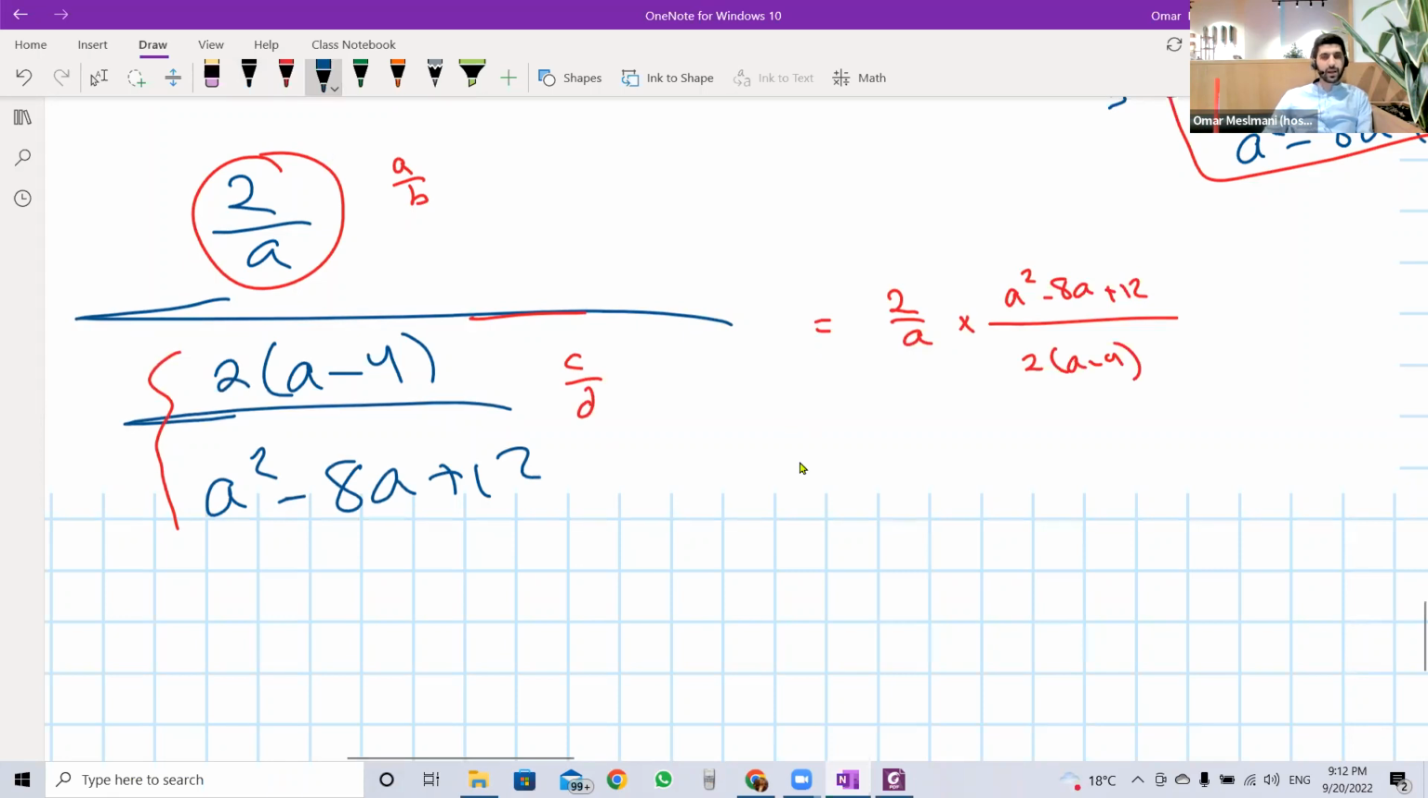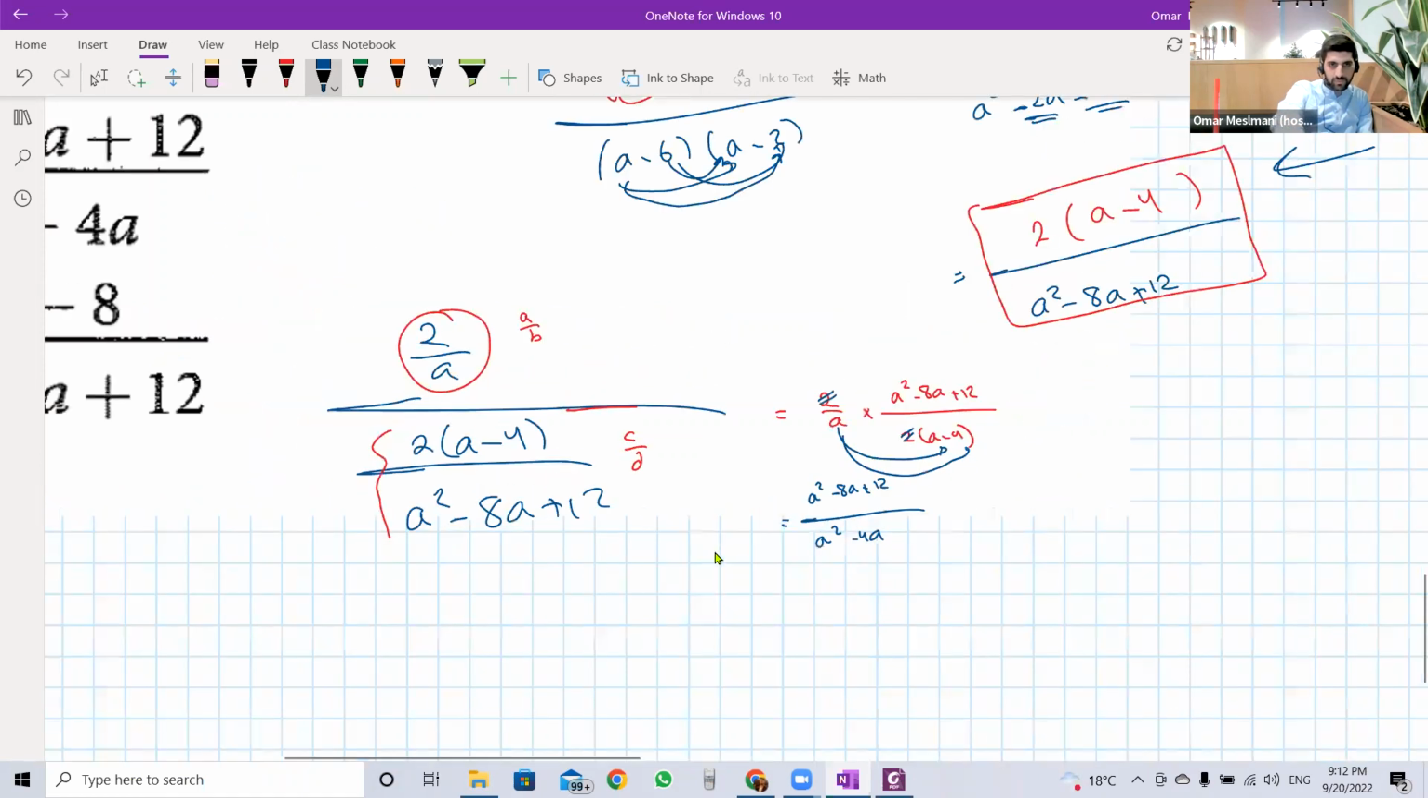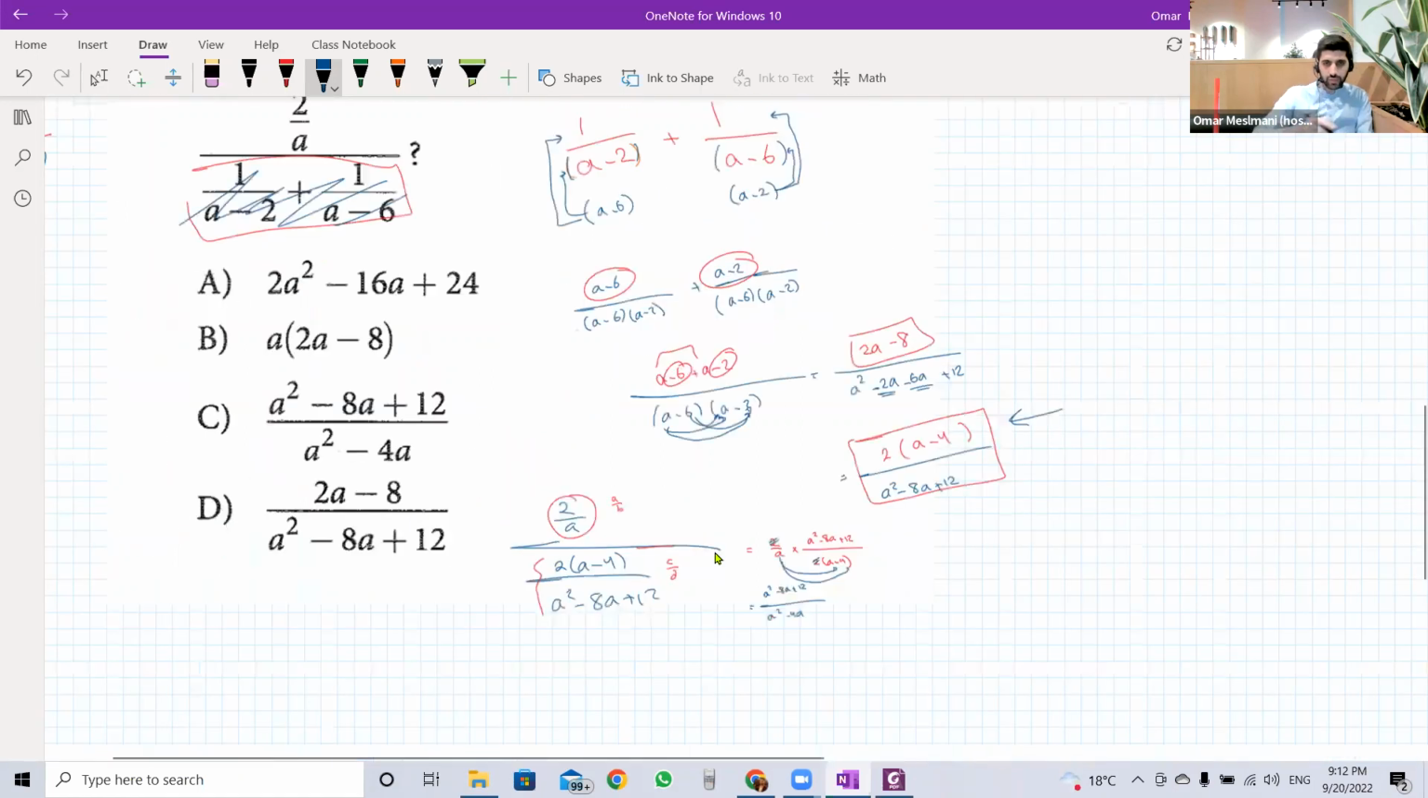Okay. Now, I just want to simplify. I'm going to cancel the 2 with the 2. So what do I still have? I still have a squared minus 8a plus 12. And here, let's multiply: a by a is a squared, a by minus 4 is minus 4a. And that's the answer. Which one? I guess C.